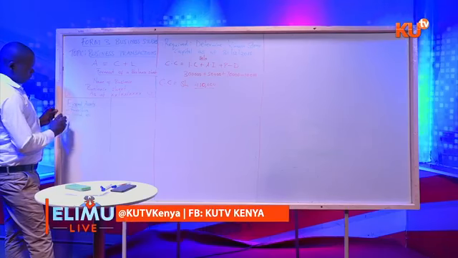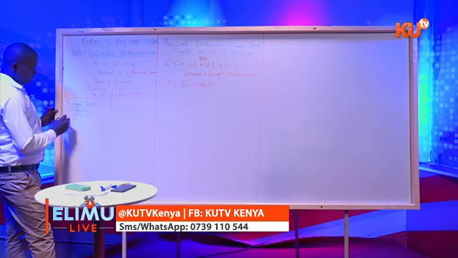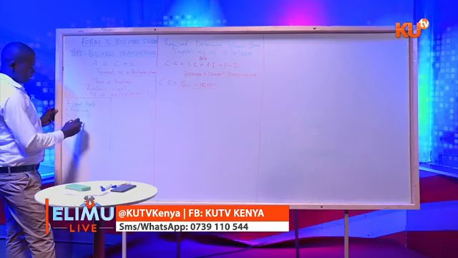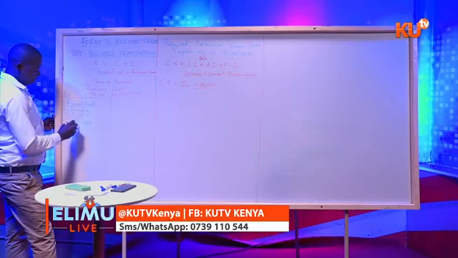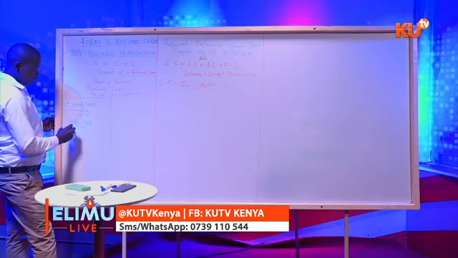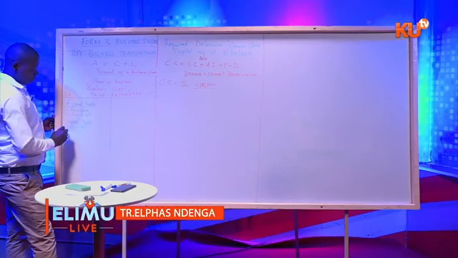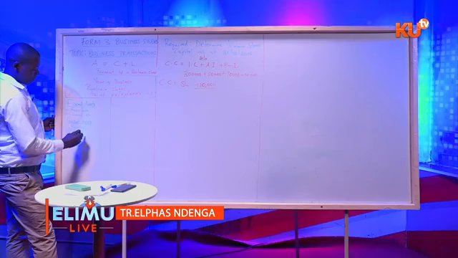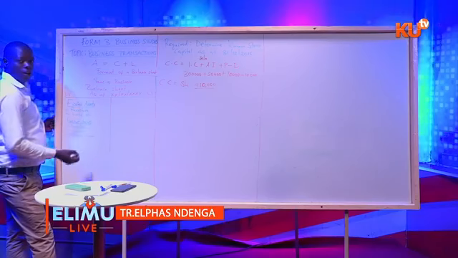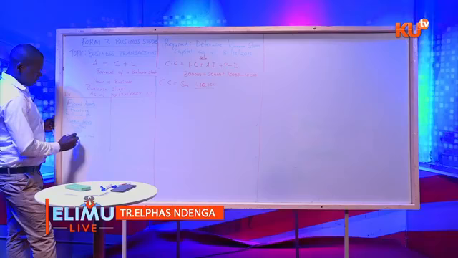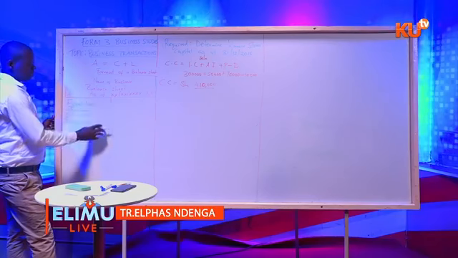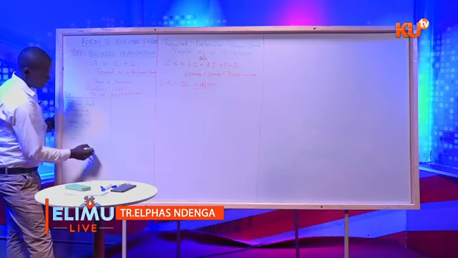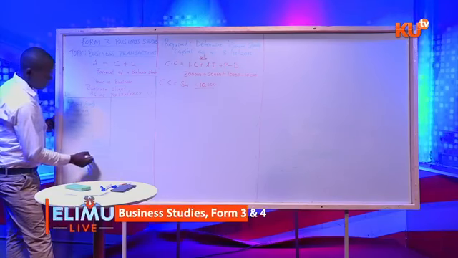Then below the fixed assets, we write current assets. Again, we give the records of current assets. Examples are debtors, stock. We can talk of cash in hand. Again, we can talk of cash at bank, and so on. Then we get the total for each side, and so we get the total here.